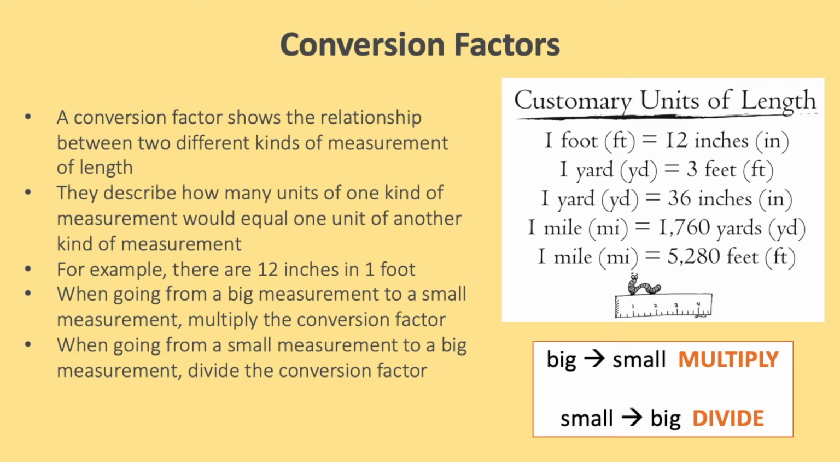So when you go from a big measurement to a small measurement, like when you're going from feet to inches, or if you're going from miles to inches, then you will multiply the conversion factor. But when you're going from a small measurement to a big measurement, you have to divide the conversion factor. So if you're trying to find out how many feet are in 100 inches, then you would divide by 12.